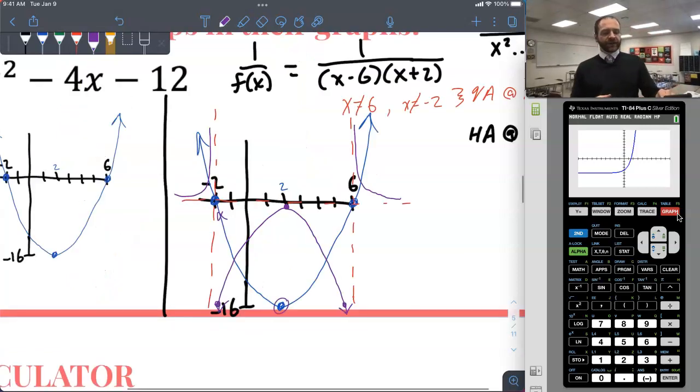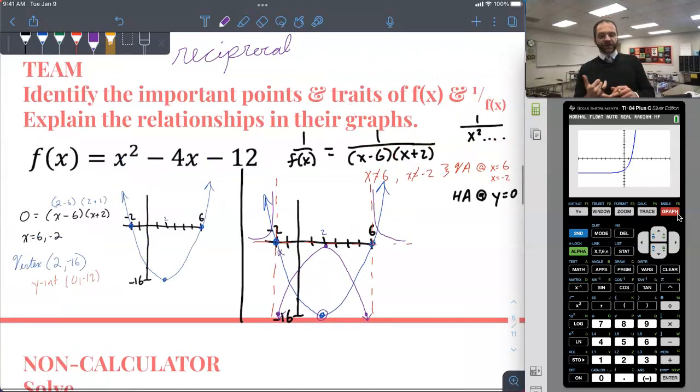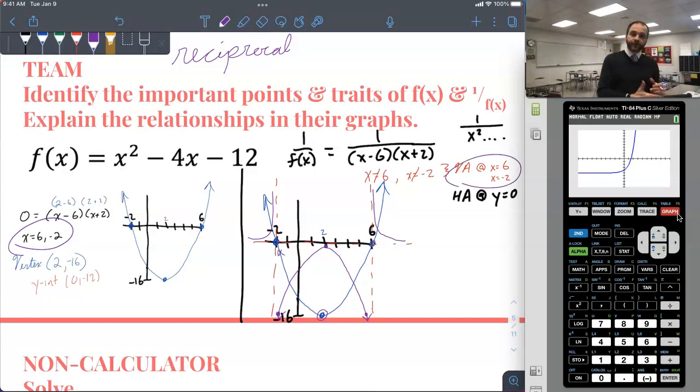But the main thing I wanted to get from here, let's make sure, did I explain the relationship? I explained the relationships of the graphs, that I wrote it, but I didn't explain it. The solutions to the function are the vertical asymptotes to the reciprocal, because now it's 1 over that.